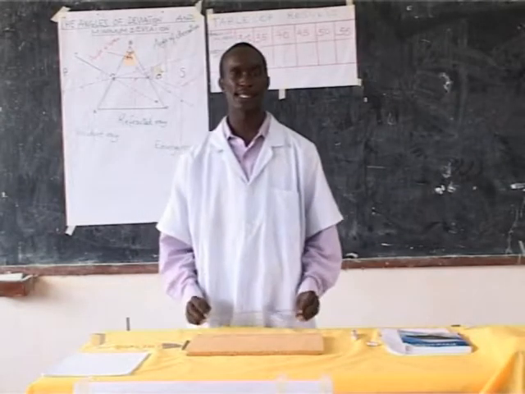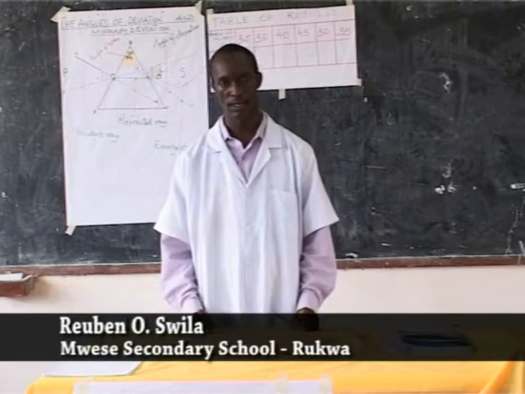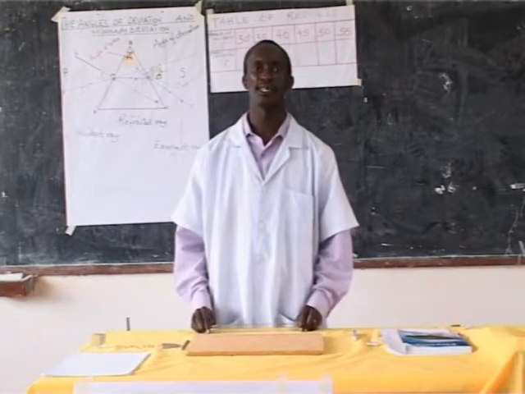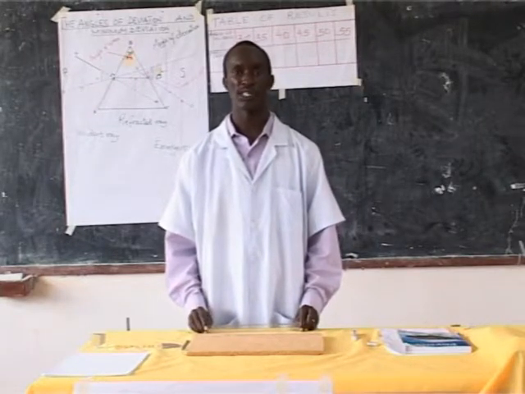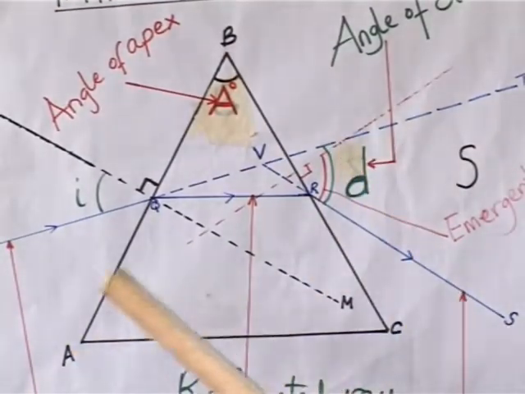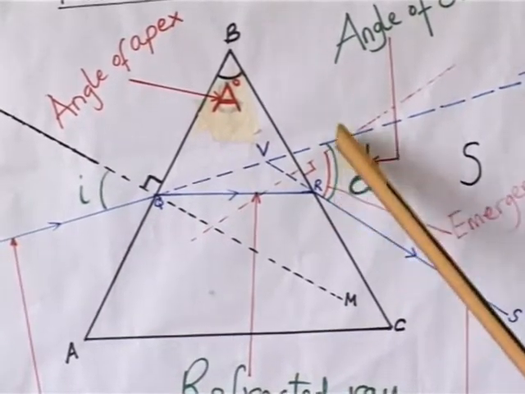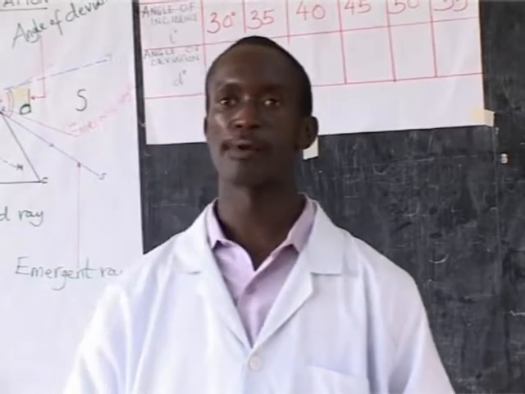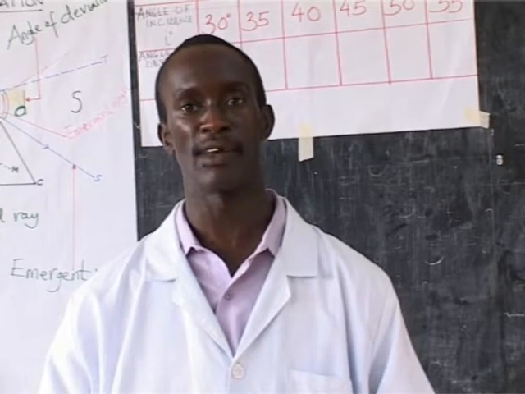When a ray of light passes through a triangular glass prism, it deviates away from its original path. The angle of deviation is the measure of how much the incident ray of light deviates away from the original direction. Consider this triangular prism ABC. The aim of this experiment is to measure the angles of deviation and minimum deviation.